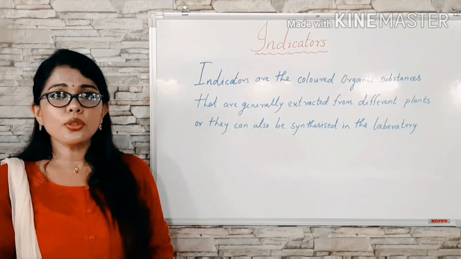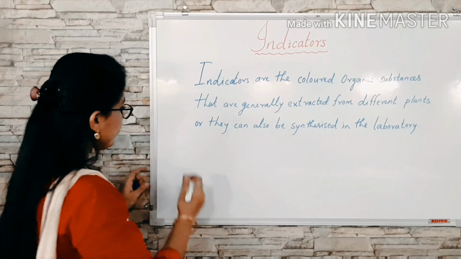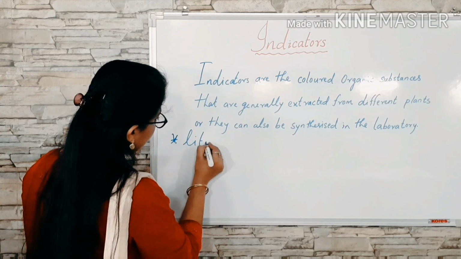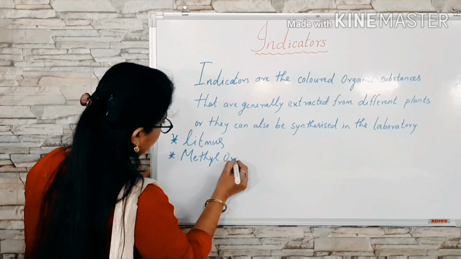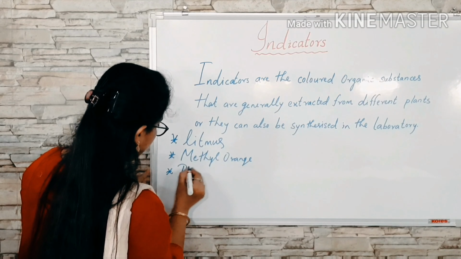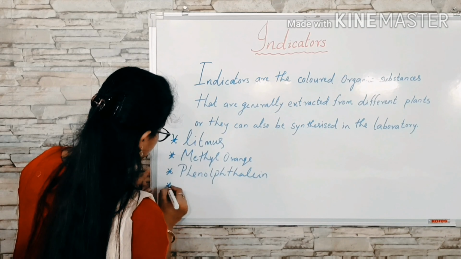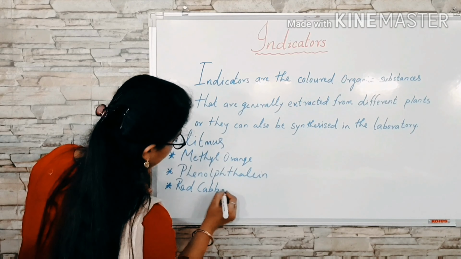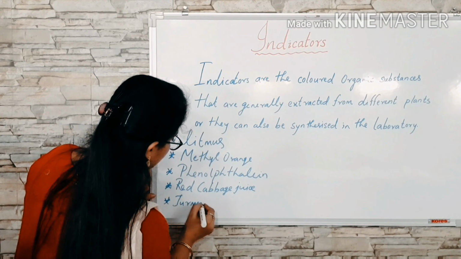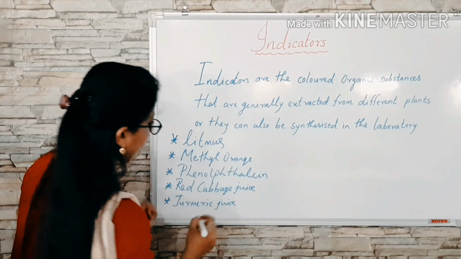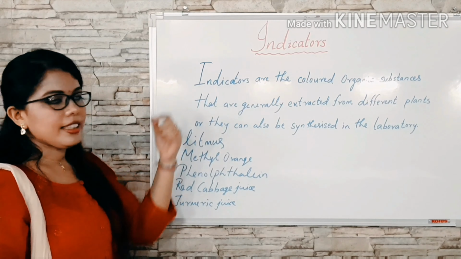Now, if we consider a few common examples of acid-base indicators, we can take as examples litmus, methyl orange, phenolphthalein, red cabbage juice, turmeric juice, etc. Now, these are the very few common examples of acid-base indicators.